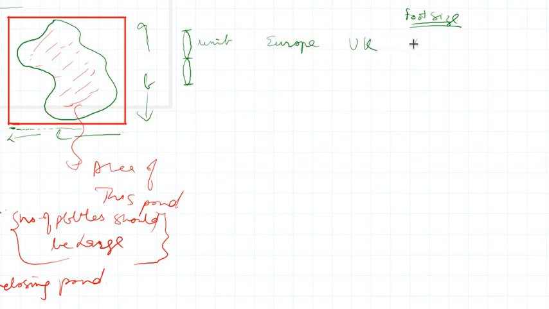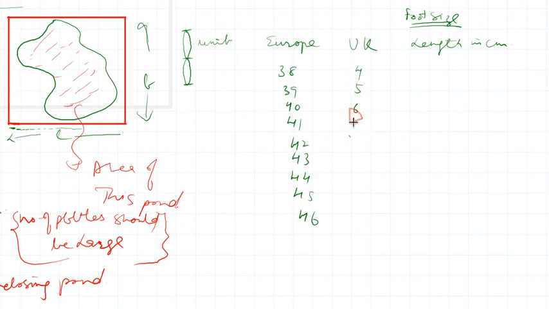And it is related to length in centimeter. Say in European style there is 38, 39, 40, 41, 42, 43, 44, 45, and 46. These are the numbers of shoes. Either it will be 4, 5, 6, 7, 8, 9, 10, 11, and 12. But equivalent lengths in centimeter, it is 24.5 centimeter.